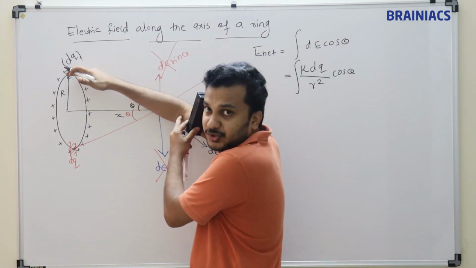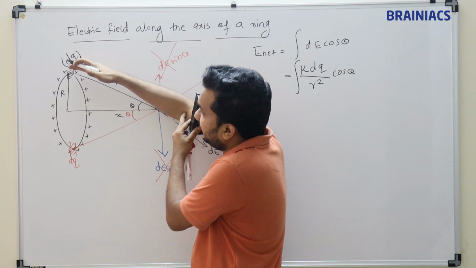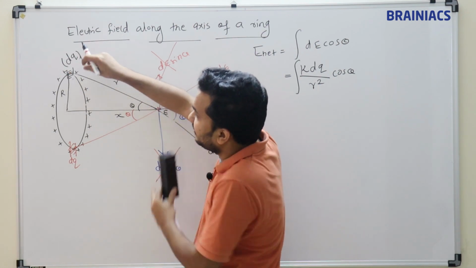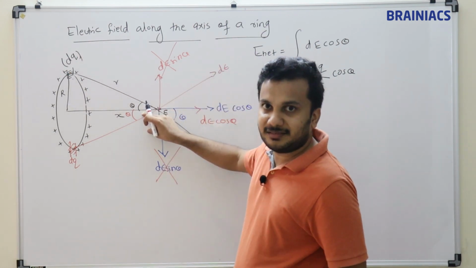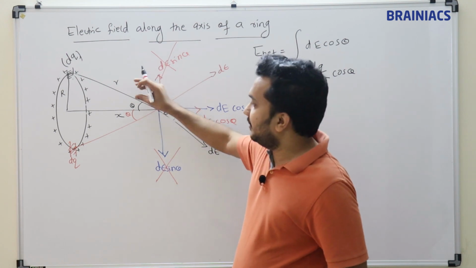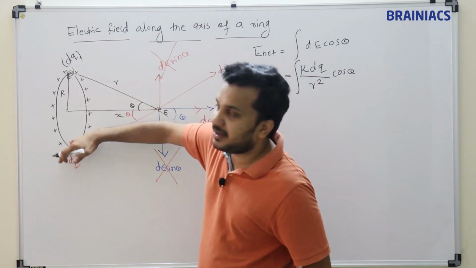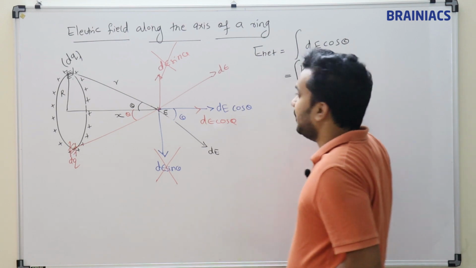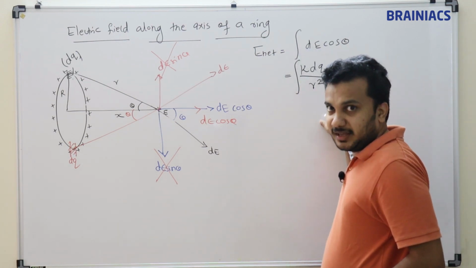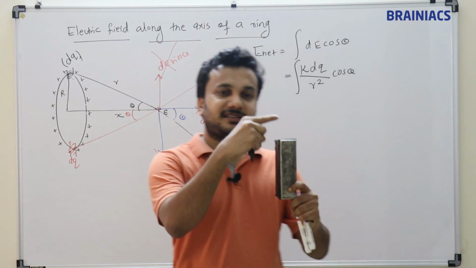Theta is also constant. Theta is the angle made with this radius, this center vector. So the value of theta will also be the same. Okay, cos theta. So it is a ring.